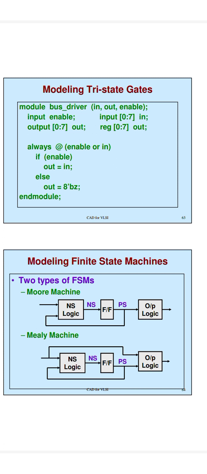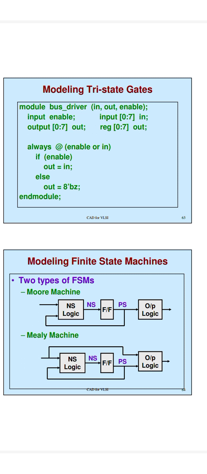Now next is modeling finite state machines. There are two types of finite state machines: the Moore machines and the Mealy machines. These two, Moore and Mealy, are combined into one machine that is called the modeling of finite state machines.